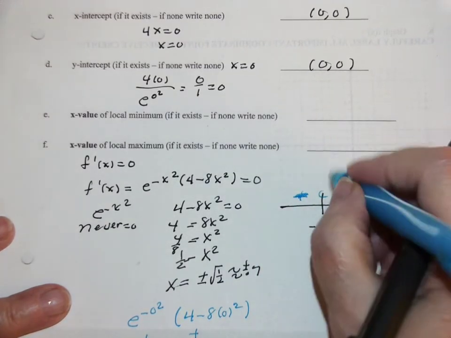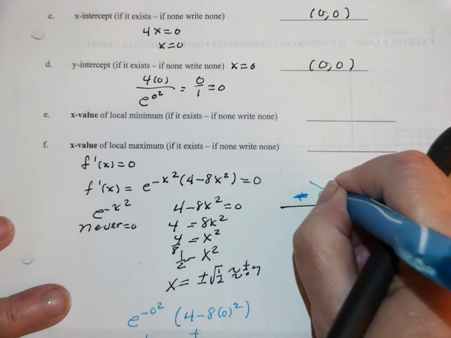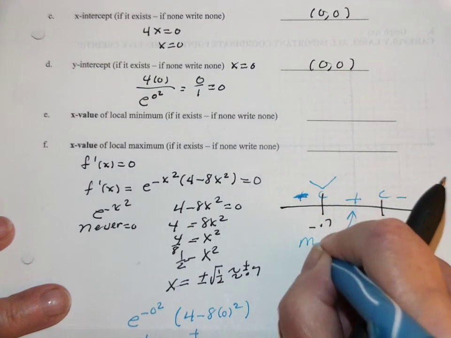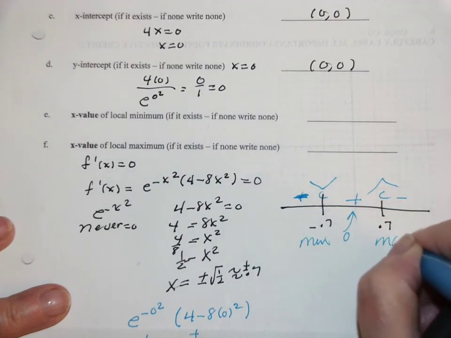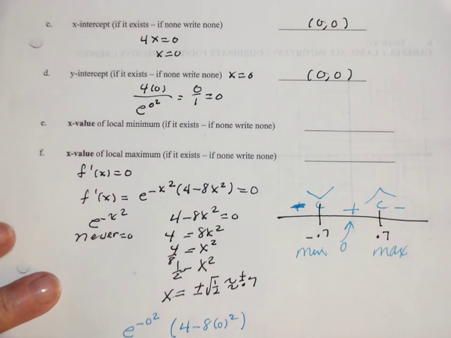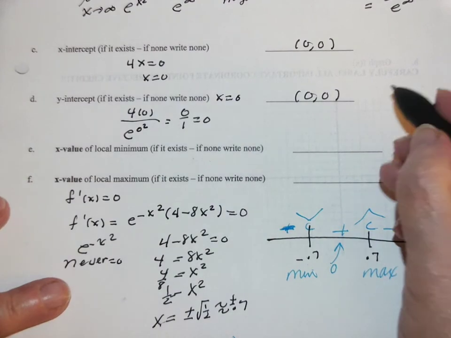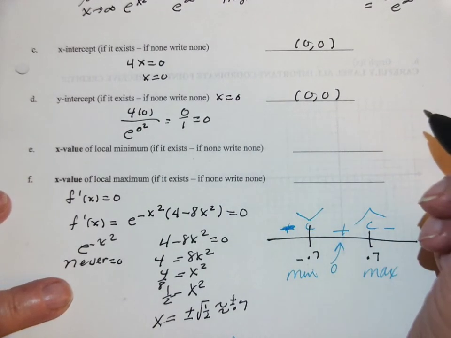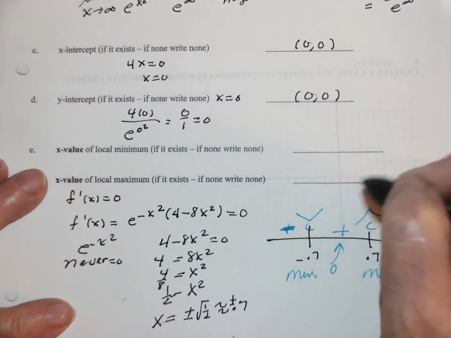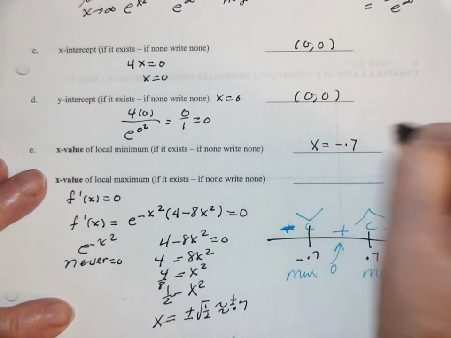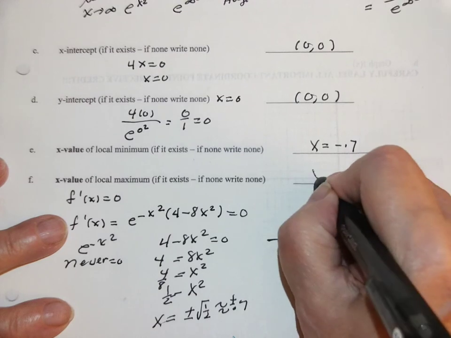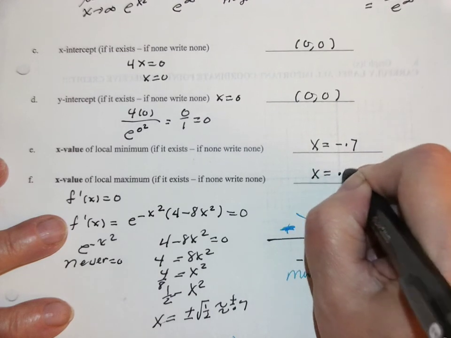So that means that it changes from negative, positive, here's a min. Positive, negative, there's a max. I have one of each. So the x value would be, the minimum is at x equals negative 0.7, and the maximum is at x equals 0.7.